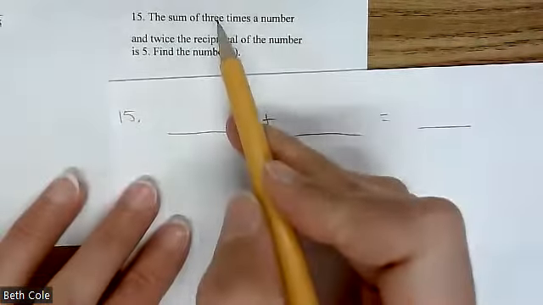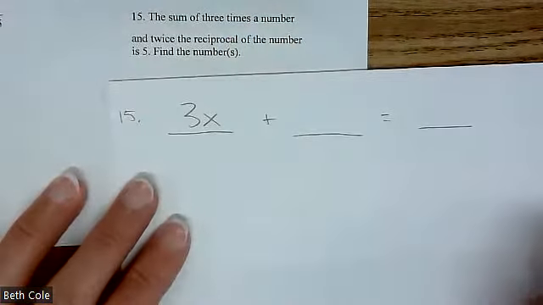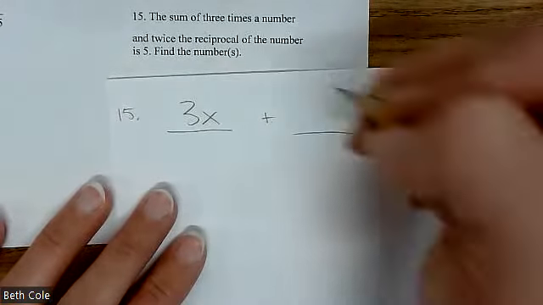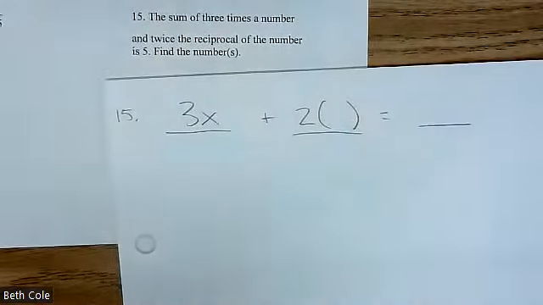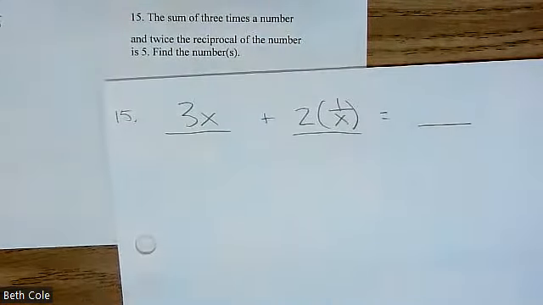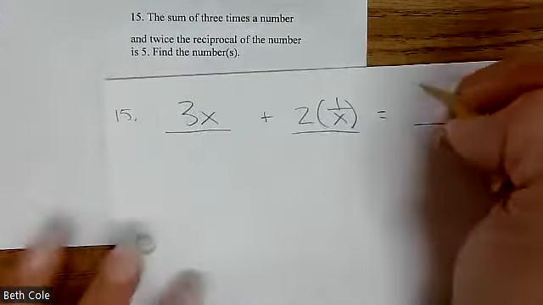All right, the sum of, how do you write 3 times a number? 3x, good. Twice the reciprocal of the number. All right, that's going to be 2 times something. How do you write the reciprocal of x? We got 1 extra, right? 1 over x. Like the reciprocal of 5 would be 1/5. The reciprocal of 9 would be 1/9. The reciprocal of the number is 1/x, right? Is, so equals 5.